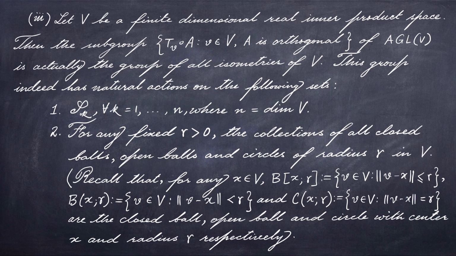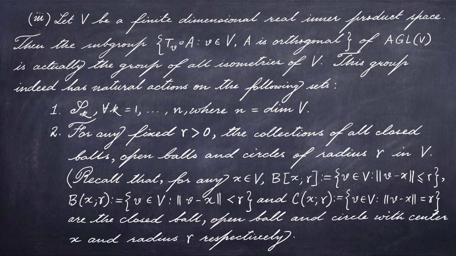For a fixed positive number r, consider the collection of all closed balls, or open balls, or circles of radius r. Let me remind you what this means. The closed ball with center x and radius r means this. An open ball with center x and radius r is this, and this is the definition of the circle with center x and radius r.